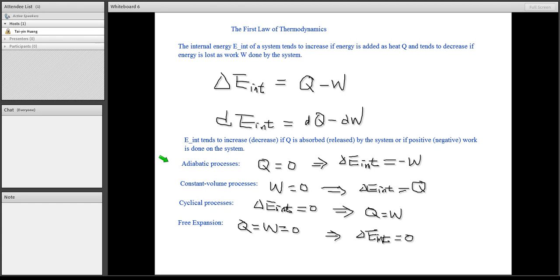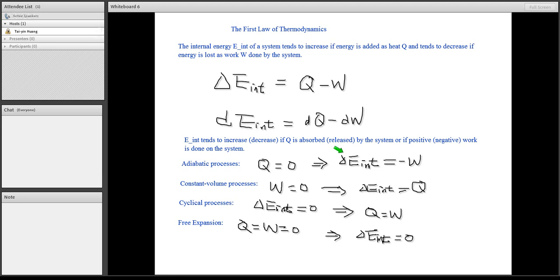One process is what we call adiabatic. Whenever you read the keyword adiabatic, that means there's no heat transfer. In other words, Q is 0 whenever you have an adiabatic process. By applying the first law of thermodynamics, when Q is equal to 0, the change in internal energy of the system is just equal to negative W, the negative of the work done by the system.